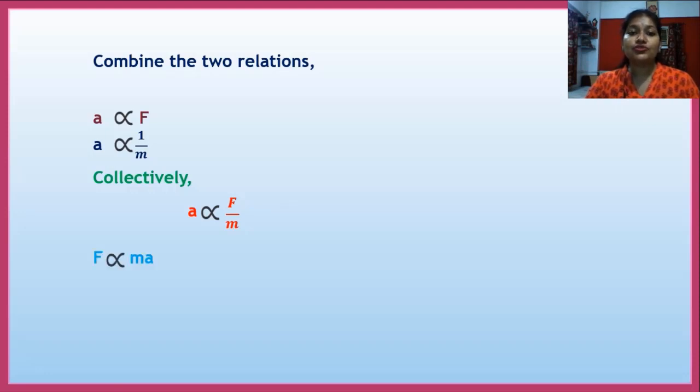So F is directly proportional to mass into acceleration, but I need to remove this. So when the proportionality sign gets removed, we get an equal to sign and a constant. So here I have written the constant as K. The value of this constant is 1. Therefore we have got our final relation, that is F equals mass into acceleration. This is the required relationship for Newton's second law of motion.